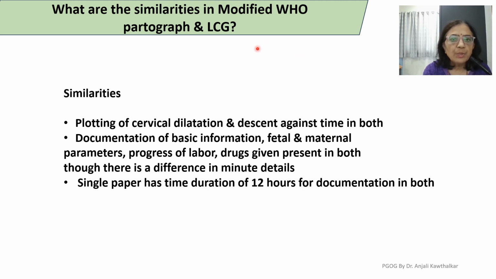There are certain similarities between the previous WHO partograph and LCG. Cervical dilatation and descent are still plotted against time. Documentation of the 5 sections is the same: basic information, fetal condition, maternal parameters, progress of labor and drugs. These are the same, though there are differences in the further details in the LCG. Now, a single sheet of both the modified WHO partograph as well as LCG has a total duration of 12 hours on it. So anytime labor goes beyond 12 hours, we need to use a separate or new sheet.